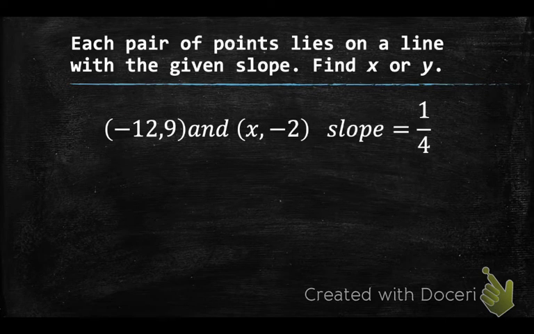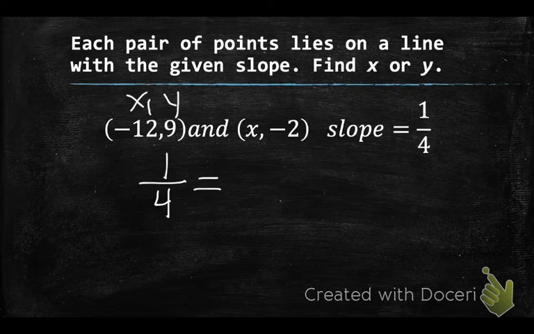All right, so each pair of points lies on a line with a given slope. Find x or y. And so we're just going to substitute in what we know, and we're going to solve for what we don't know. So we're going to start with slope. We have 1/4. And we know that slope equals y2 minus y1 over x2 minus x1.